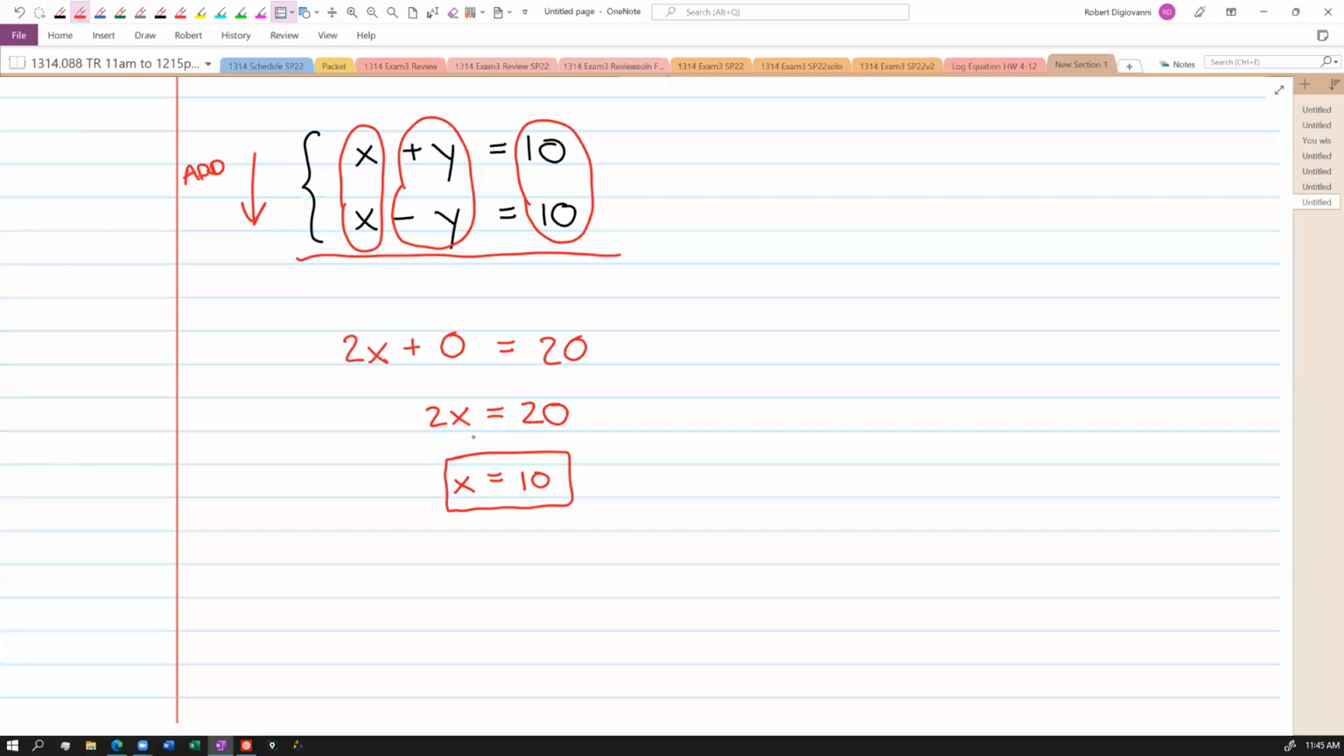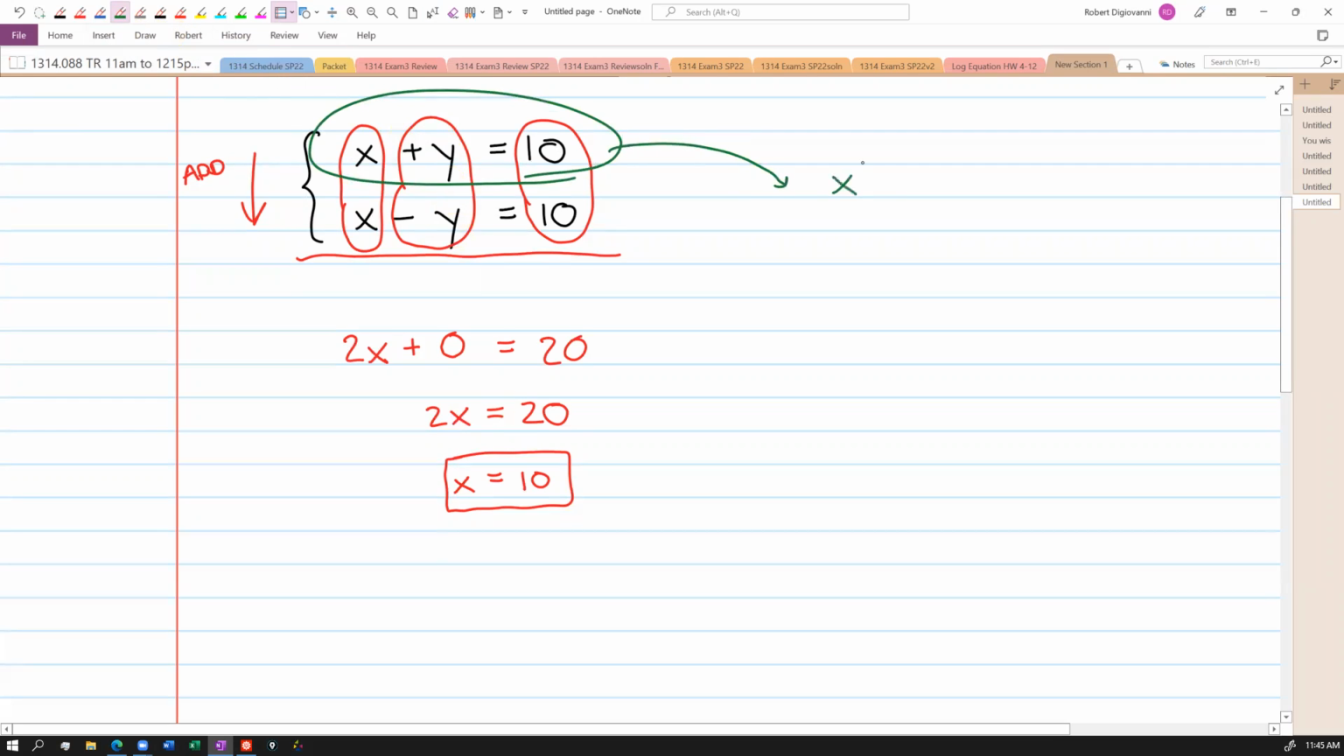Now, how do we get y? To get y, what you can do is pick either one of these equations. It does not matter which one. Pick either one and just plug x equals 10 into it. So I'm going to choose to just take that first equation, and I'm going to write it down first, x plus y equals 10. And I'm just going to replace the x with 10. And I get 10 plus y equals 10. And subtract 10 on both sides, and you should get y is 0. Boom, we're done.